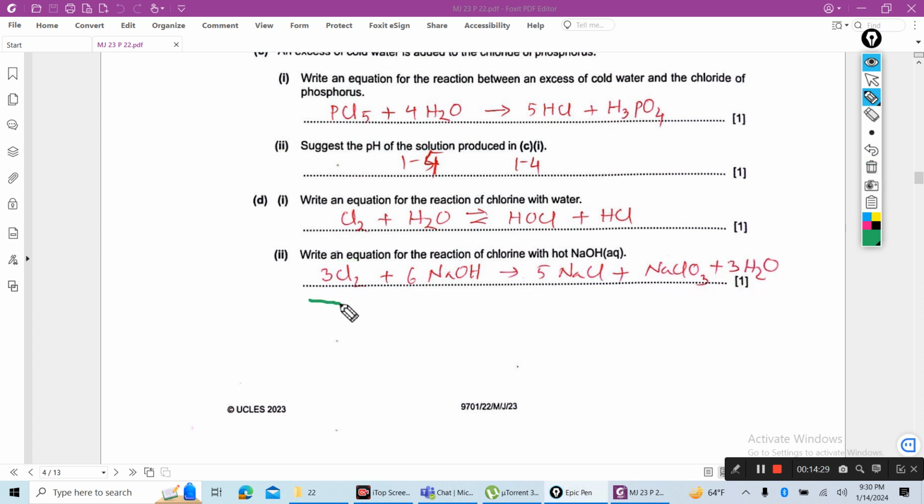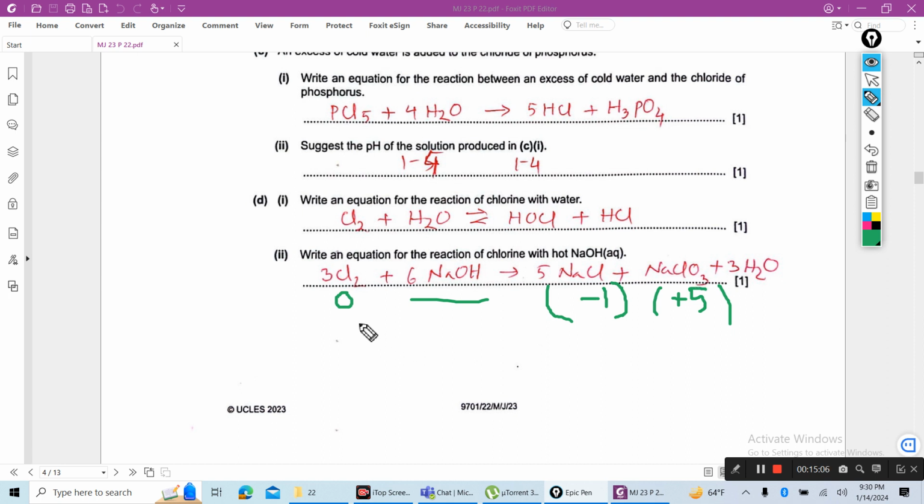This is a disproportionation reaction, you know, the same element is simultaneously oxidized and reduced. Here chlorine oxidation number is 0 as it is an element. In sodium chloride, chlorine is -1. In sodium chlorate, the chlorine oxidation number is +5. So chlorine reacts with sodium hydroxide to produce sodium chloride, sodium chlorate 5 and water.